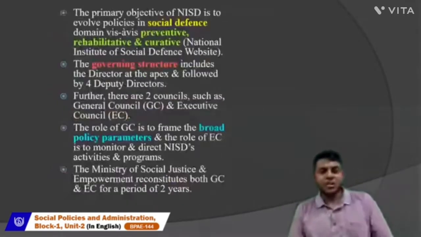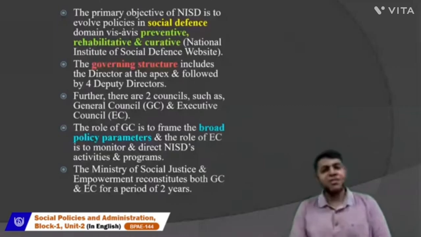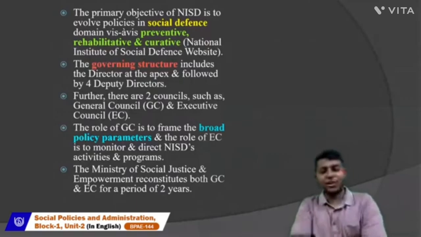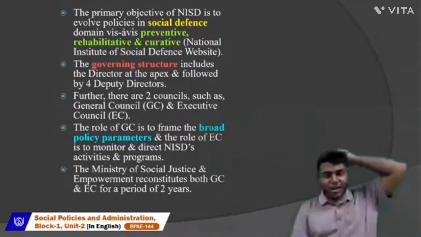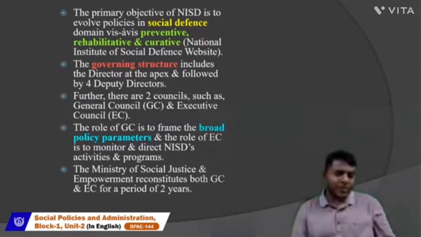The primary objective of the National Institute of Social Defense is to evolve policies in the social defense domain, vis-a-vis preventive, rehabilitative and curative. The National Institute of Social Defense website says these things. The governing structure of the National Institute of Social Defense includes the director at the apex, followed by 4 deputy directors.